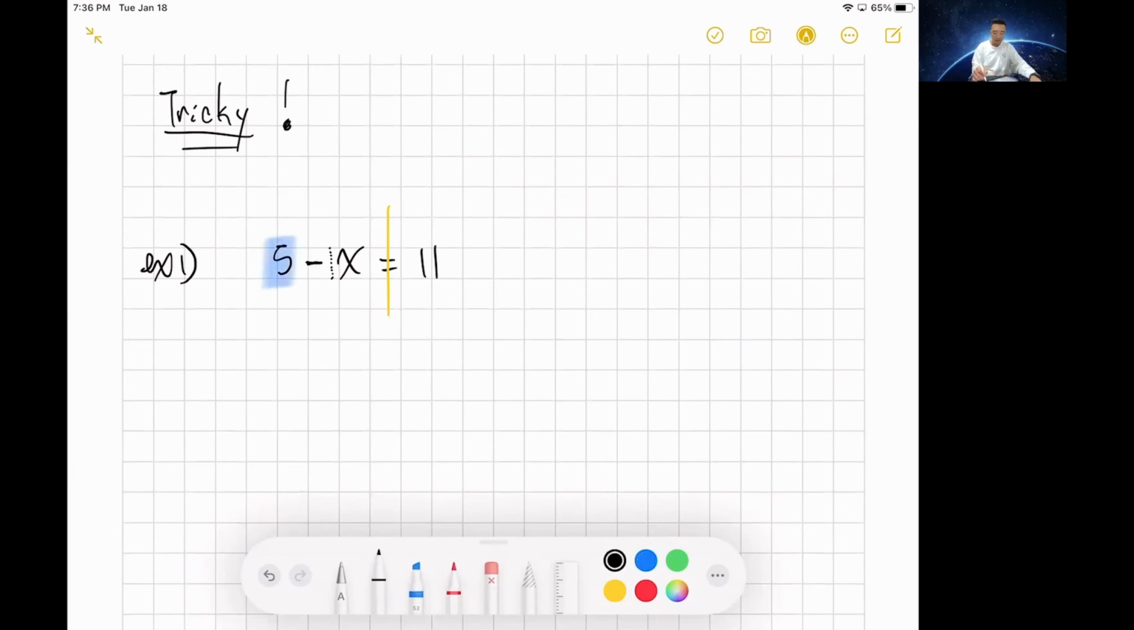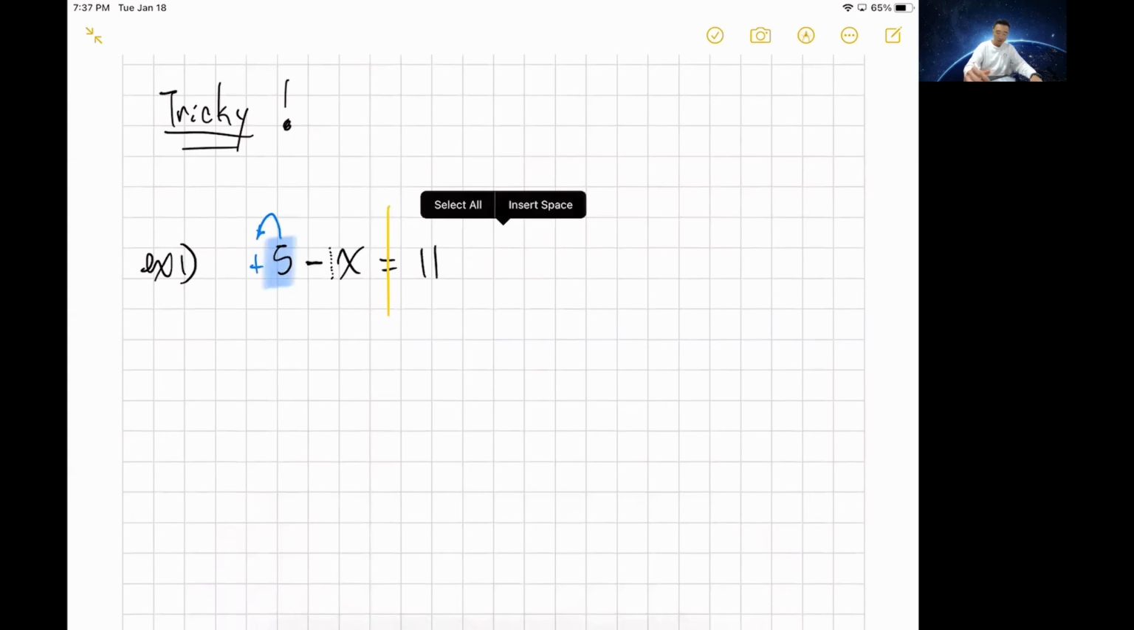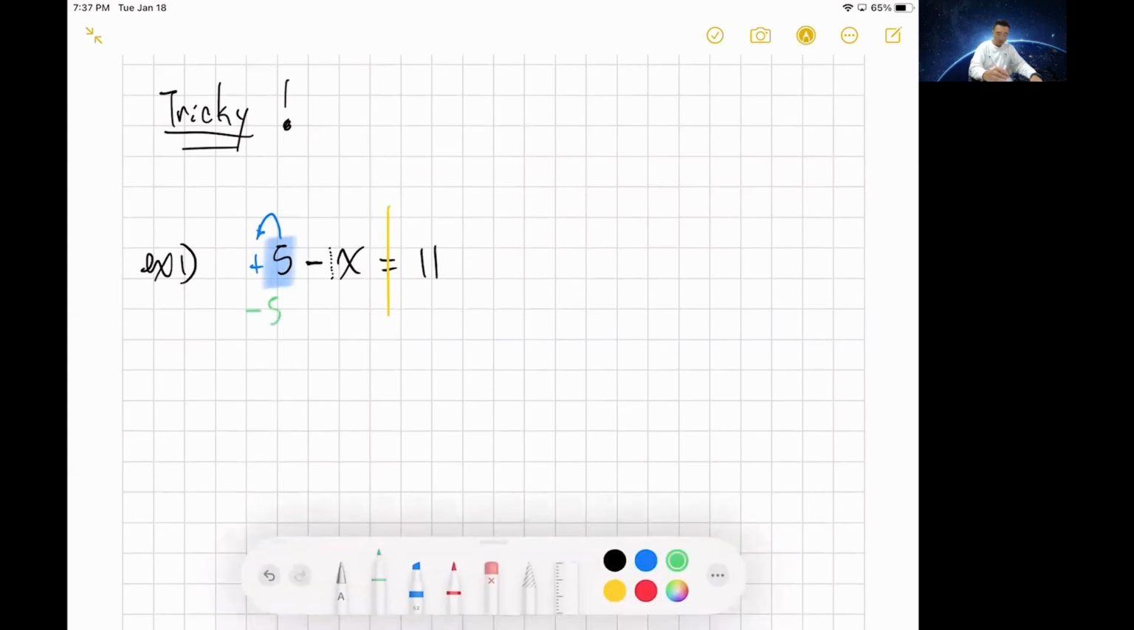5 minus. And what does the 5 have in front? Nothing, you say? Actually, there is a positive. And that is an addition subtraction relationship. So I'm going to go ahead and subtract 5 because that's how I get 0. Right? Remember that? That is how I get 0. Now, check this out. I have a negative x equals 6. And remember, we don't want x to be negative.